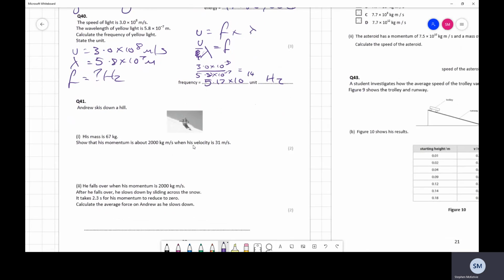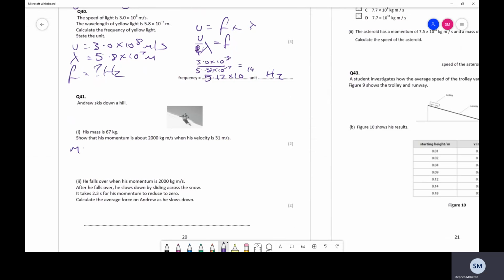His mass is 67 kilograms, so his momentum is about 2,000 kilogram meters per second when his velocity is 31 meters per second. Momentum is equal to mass times velocity. Momentum is equal to 67 times 31, which is 2,077 kilogram meters per second.